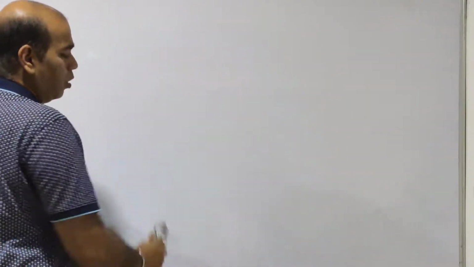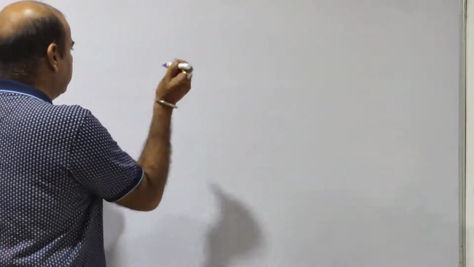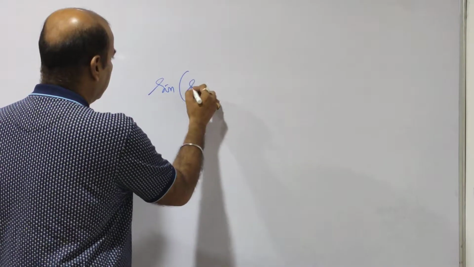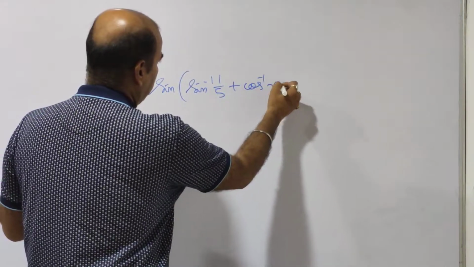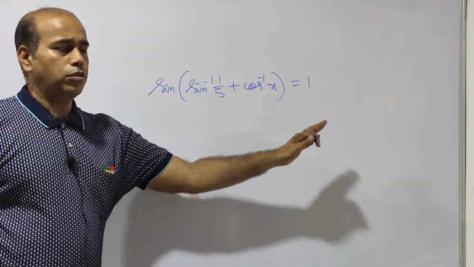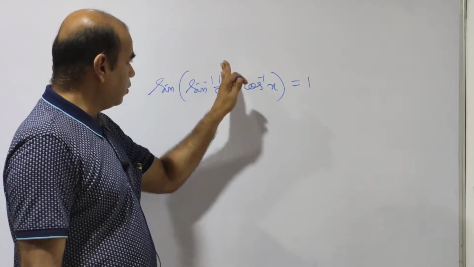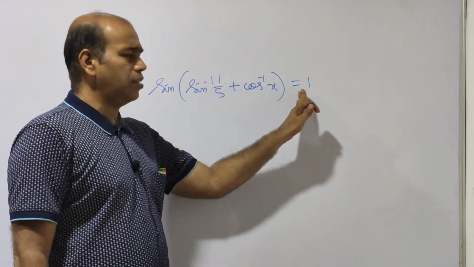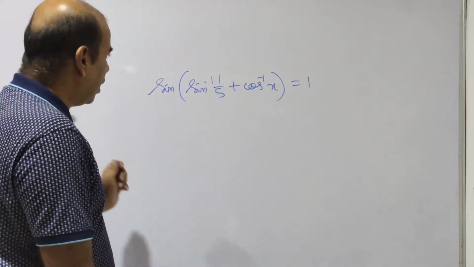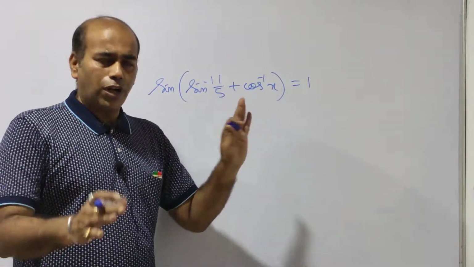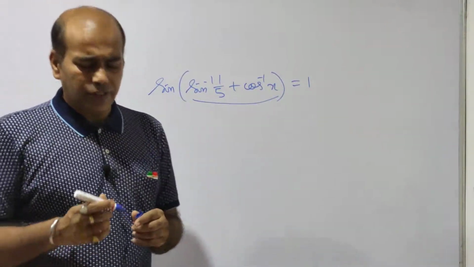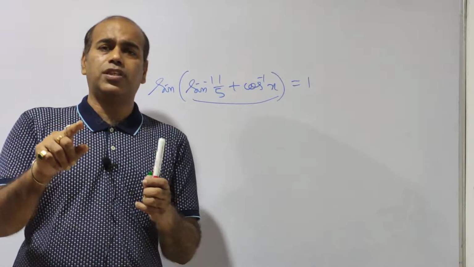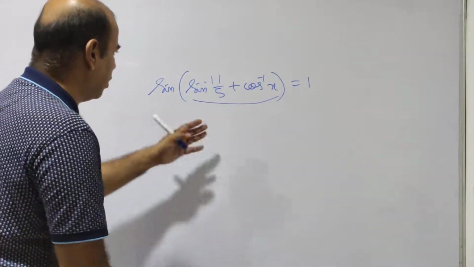I am taking one very important question, a popular question from the examination point of view. Sine inverse 1 by 5 plus cos inverse x is equal to 1. And they are asking to find the value of x. So what I will do now is use the same concept as the previous question. I wrote sine inverse x plus cos inverse x equals pi by 2. I will use that idea to solve this.